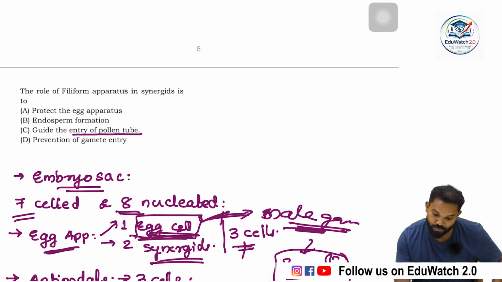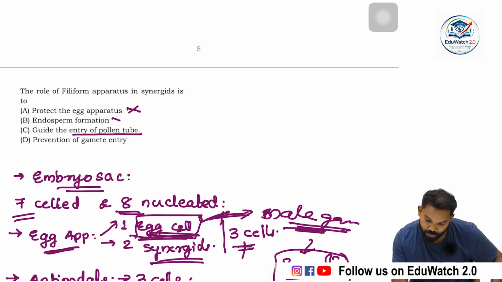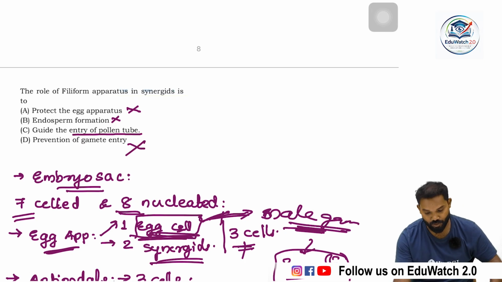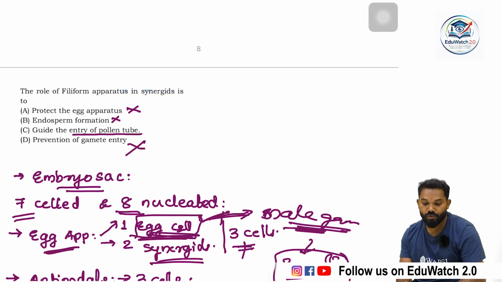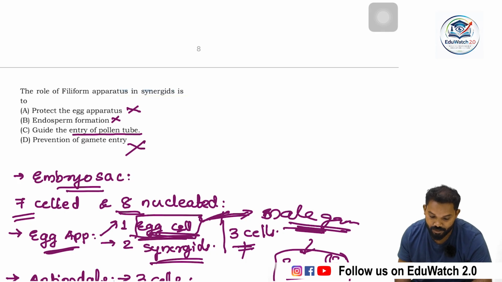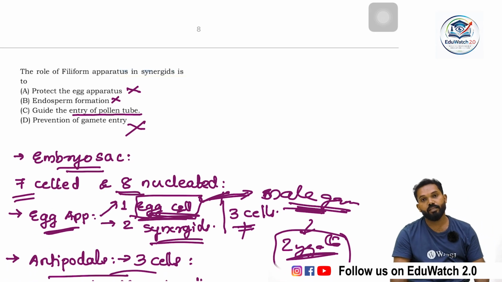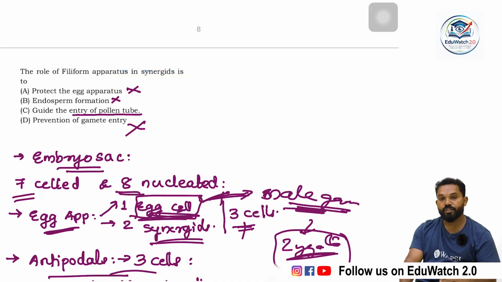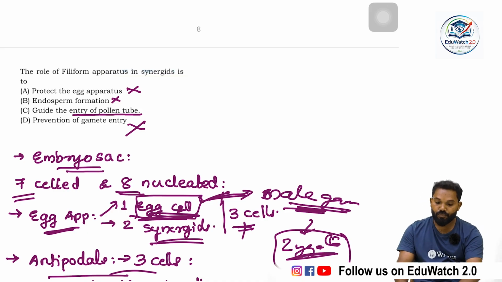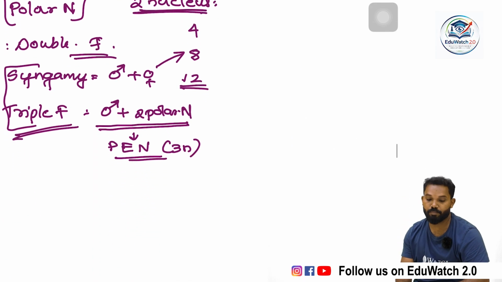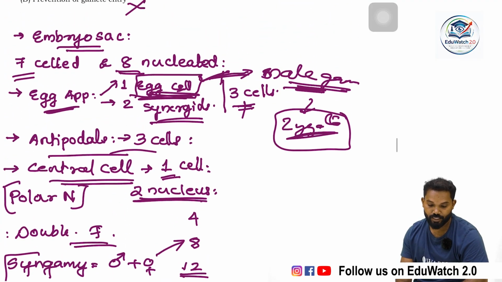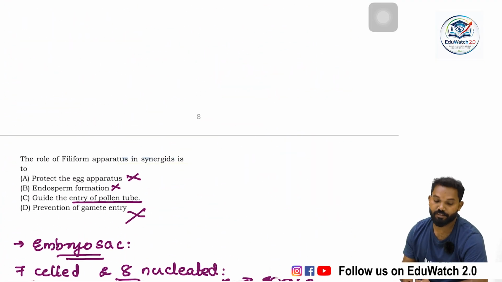So the role of the filiform apparatus in synergid is not to protect the egg apparatus, not endosperm formation. It's wrong. Prevention of gamete entry? No. Here the role of the filiform apparatus is to guide the entry of the pollen tube to the embryo sac for syngamy and triple fusion. So here the answer is option C.